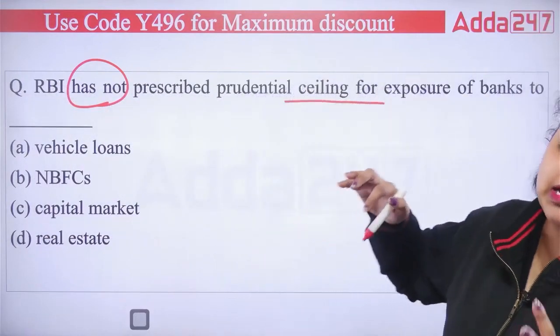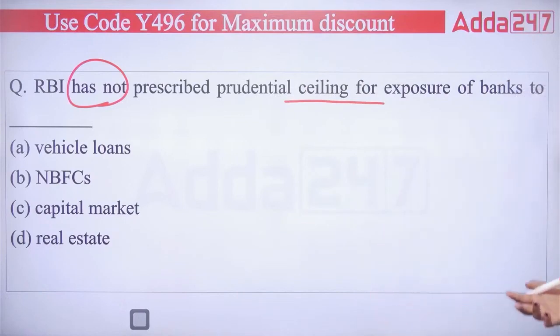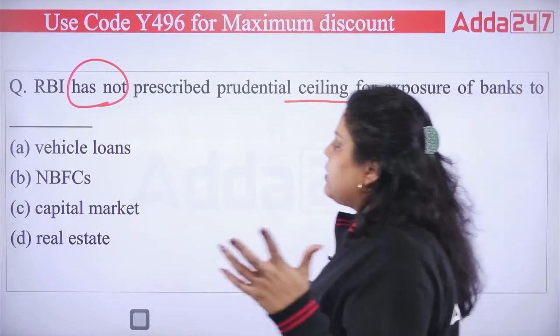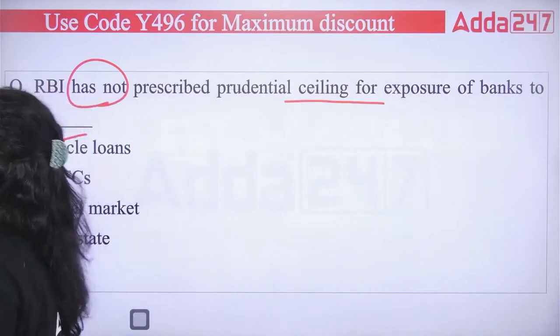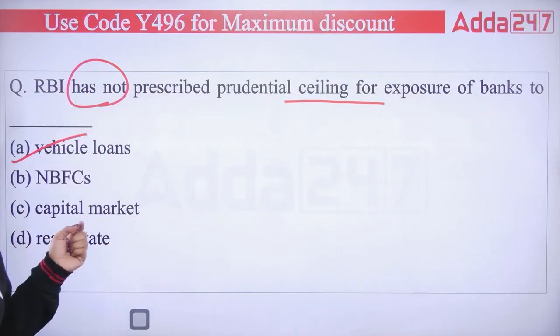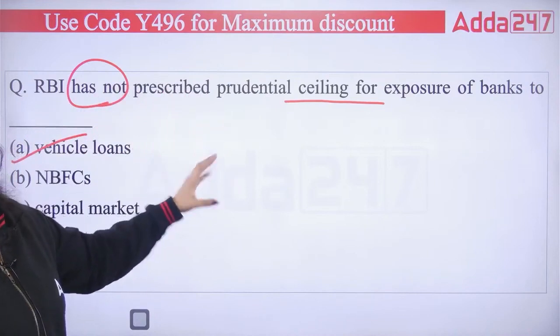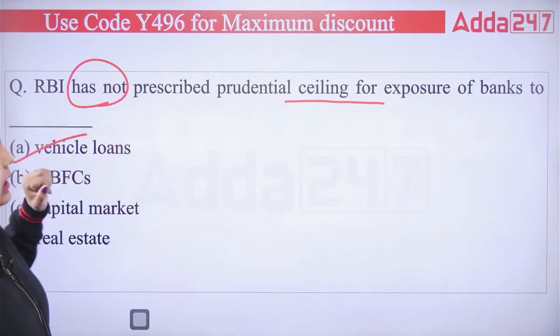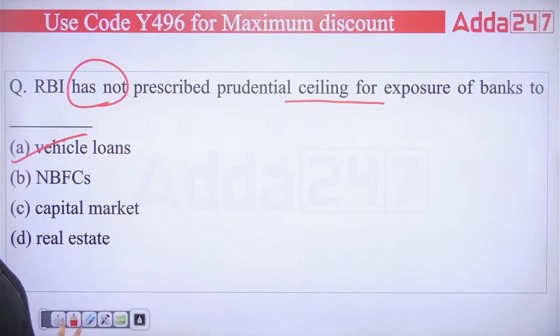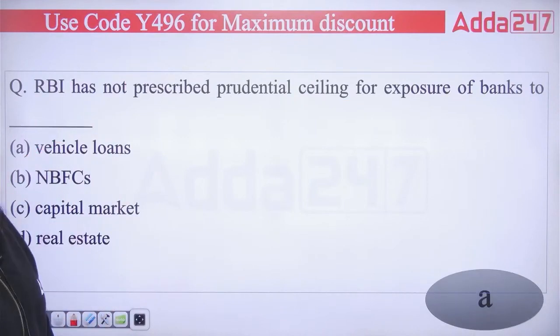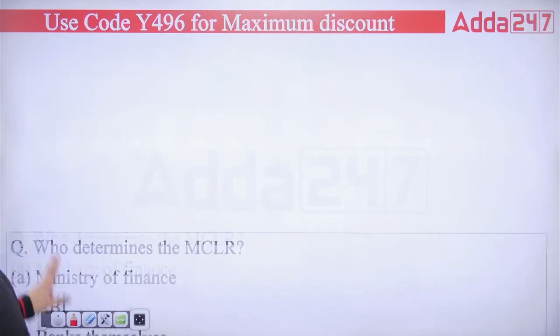And the right answer: which type of loan has no prudential ceiling prescribed by RBI for the exposure of banks? The vehicle loan. So RBI has not prescribed the prudential ceiling limit for the exposure of banks to the vehicle loan. So the right answer is option A.